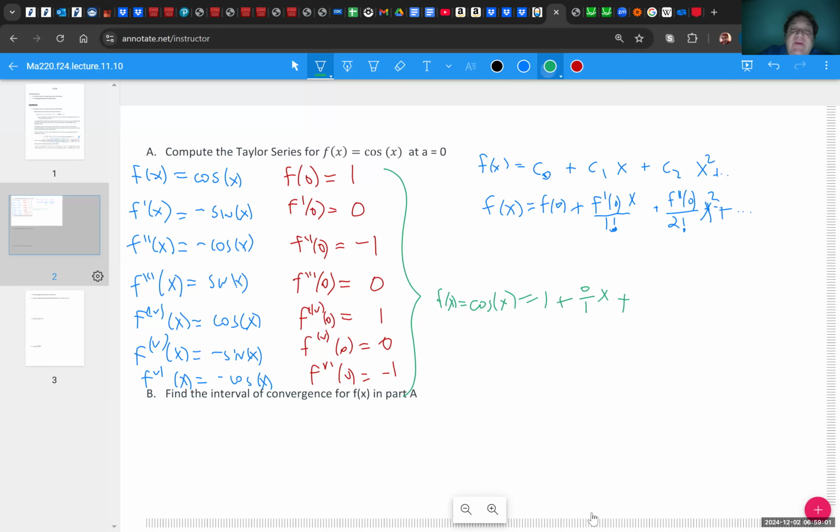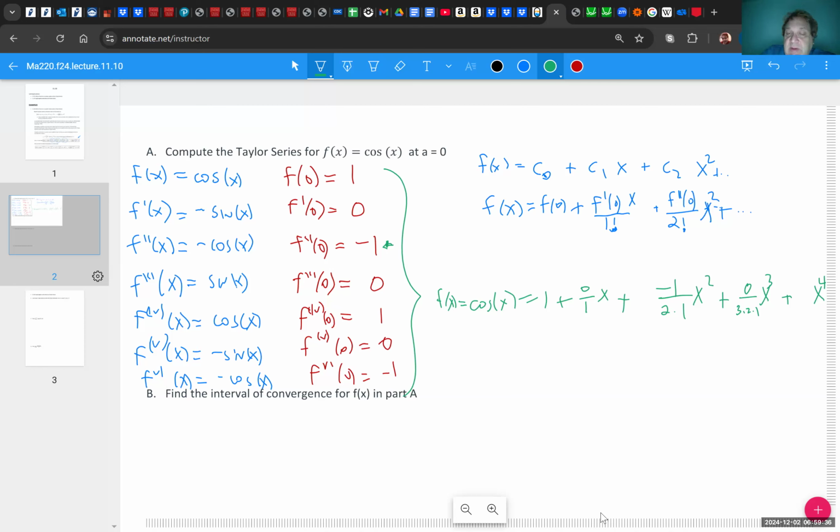F double prime of 0, well, that is negative 1, right? So this is going to be negative 1 over 2 times 1, that's 2 factorial, times x squared. Then we have the x cubed term. What's the third derivative? It's 0. So this is going to be 0 over 3 times 2 times 1, which is going to be 0, of course. Then we get the x to the fourth term. For that, we have to use the fourth derivative to find the constant. The fourth derivative is 1.